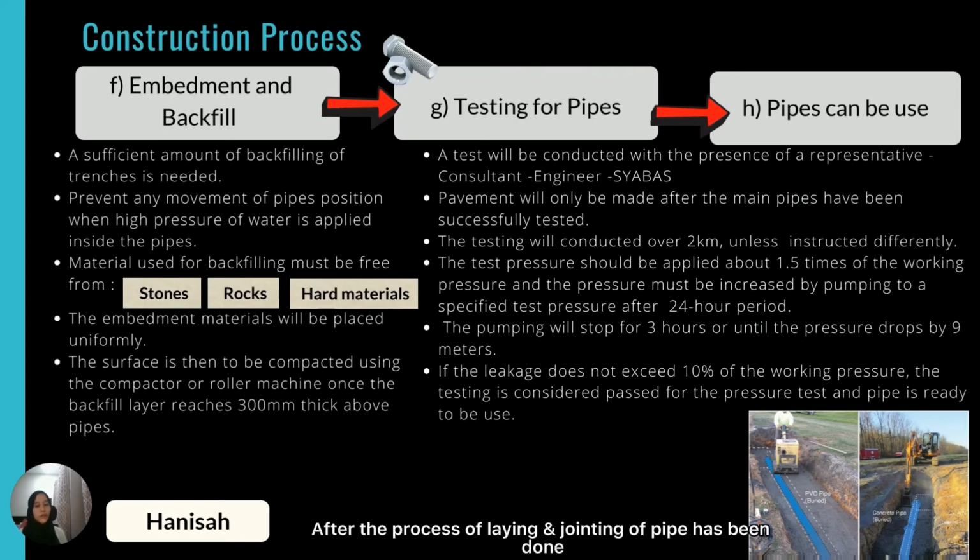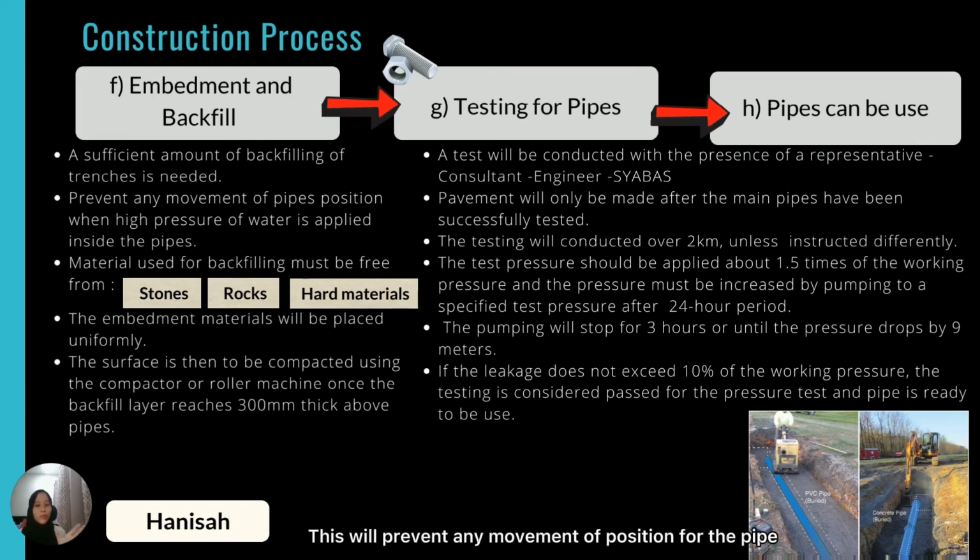After the process of laying and jointing of pipe has been done, a sufficient amount of backfilling into the trenches is required. This will prevent any movement of position for the pipe when the high pressure of water is applied and flows into the pipe.